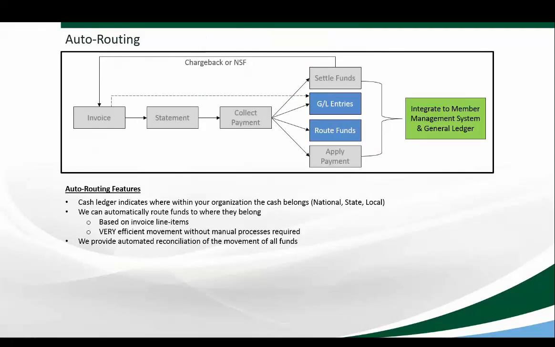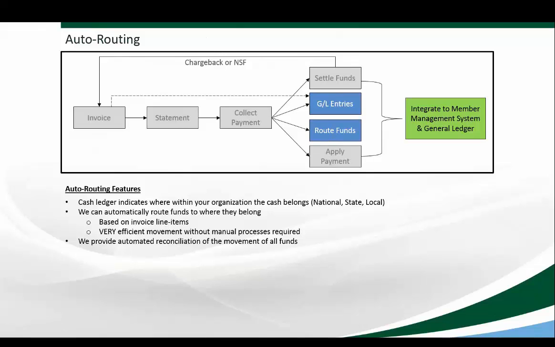The next piece, and this is really the key piece of what we call the magic behind Billhighway, is the auto routing of funds. What we've established within the Billhighway platform is the ability to automatically route funds to various entities within your organization based on the information that's contained within the member statement or the invoice. So we have a cash ledger within Billhighway that indicates where within your organization the cash belongs. When we collect a payment for a member account, we look at what's on the invoice or the statement for that member account, and we route those funds to the appropriate cash account.